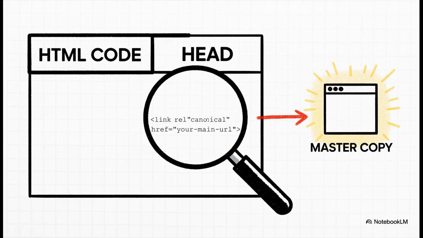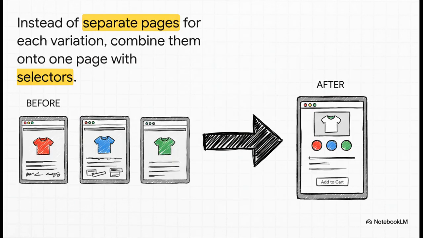Now, don't be intimidated by the code. It's just a simple one-line piece of HTML that you add to the duplicate pages. All it does is tell search engines which URL should get all the credit, all the authority, and all the ranking power. Remember how we talked about having separate pages for the red shirt, the blue shirt, and the green shirt? Well, the solution here is so clean and simple.